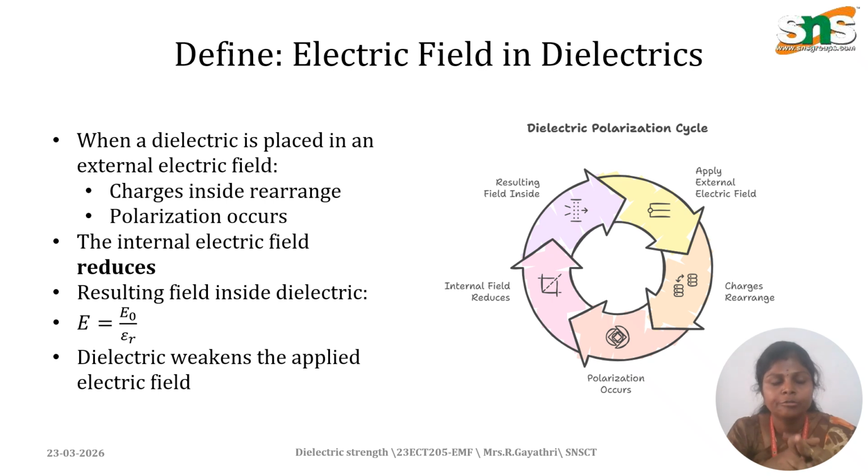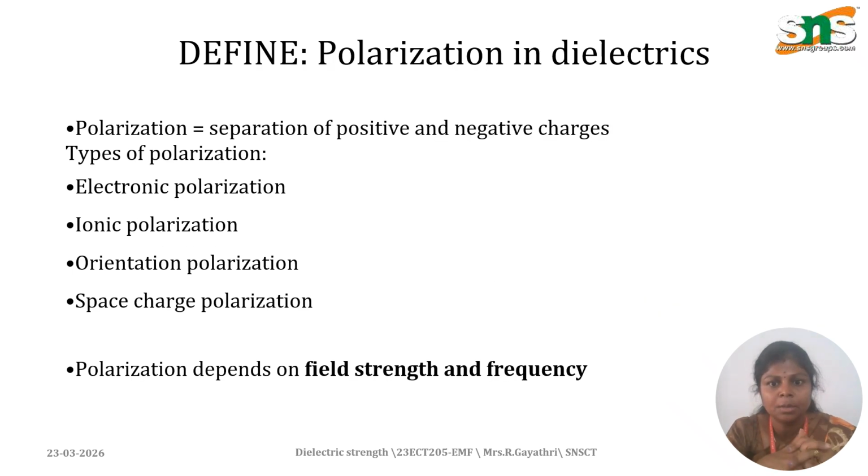From this discussion we came to know the dielectric properties, and keeping those properties, the dielectric is used in electric field applications. When a dielectric material is placed in an external electric field, the charges are rearranged, that is, the charges get polarized. Due to the polarization, the internal electric field reduces, which can be related as E equal to epsilon naught divided by epsilon r.